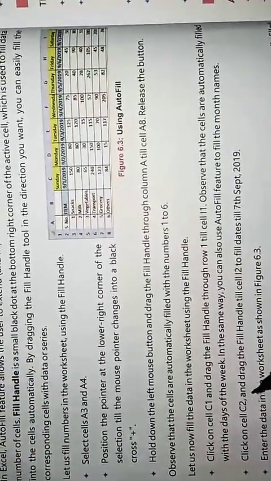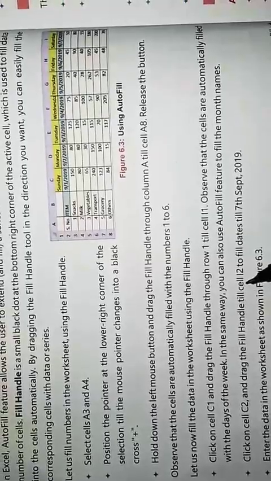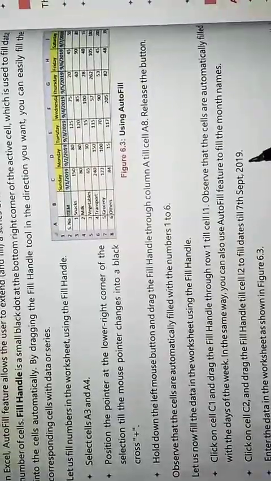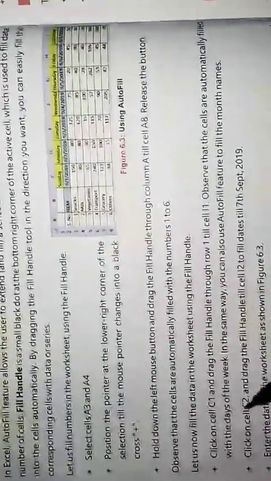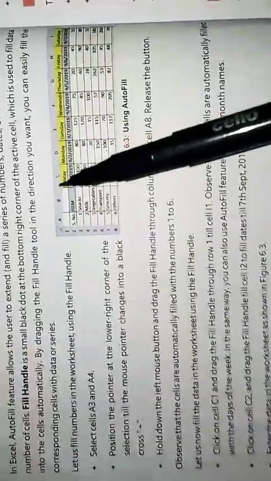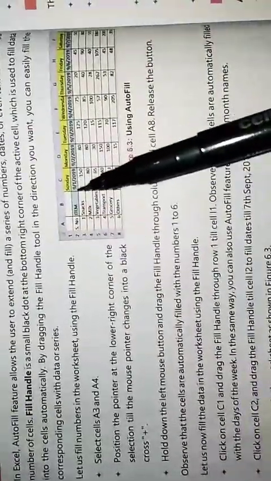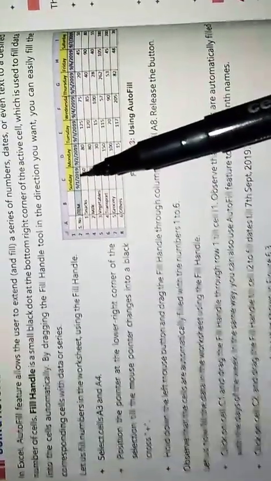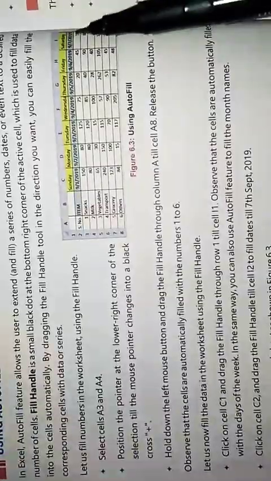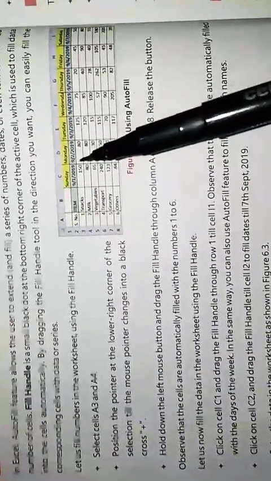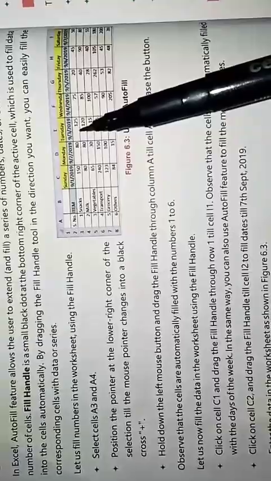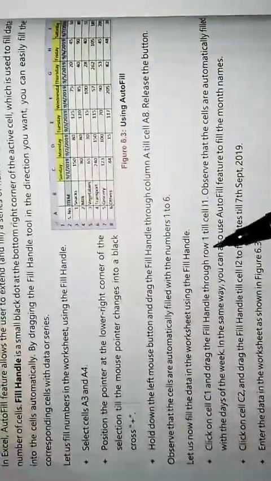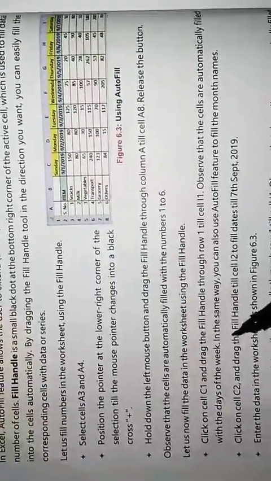Click on cell C2 and drag the fill handle till I2 to fill dates till 7th September 2019. You can see cell C2, in which the date is written 9/1/2019. Move your mouse pointer towards the right side up to I2. You can observe that the dates are also filled automatically by this feature. Understand? It is a very good feature in Excel.